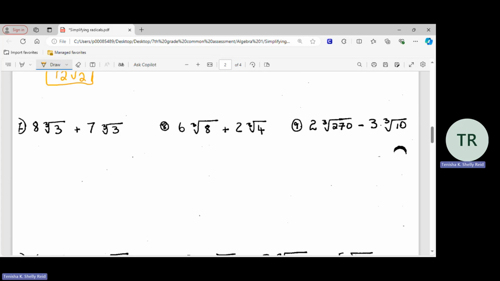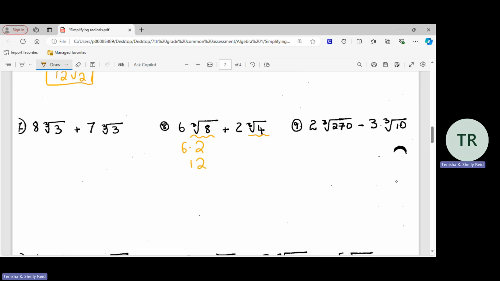Cubed roots are going to work again the same way. So we have 6 cubed root of 8 plus 2 cubed root of 4. They are not like cubes. So I can't just add the two things and get 8 cubed root of something. I have to simplify them. Well, hopefully by now we recognize that the cubed root of 8 is a number. The cubed root of 8 is 2. And so this side can simplify to 12.